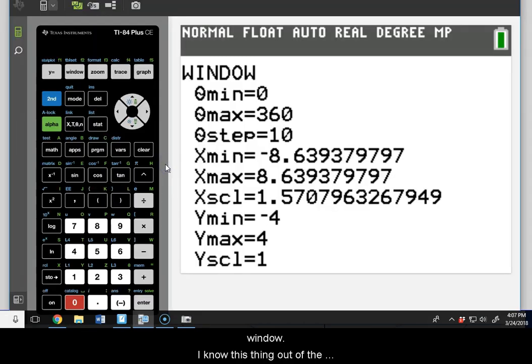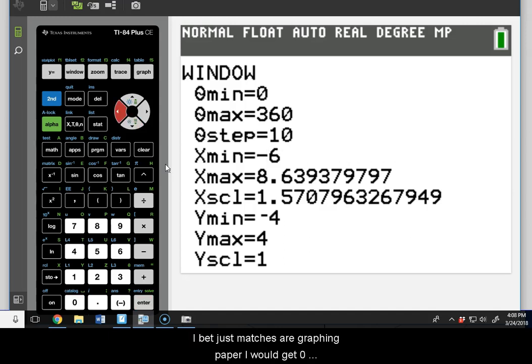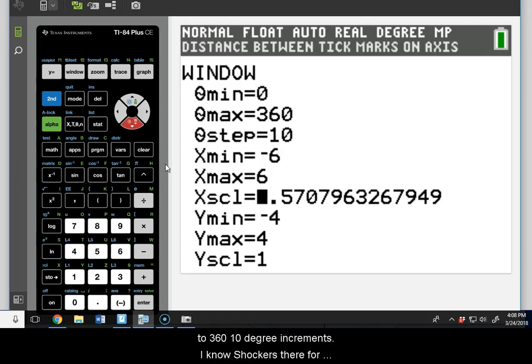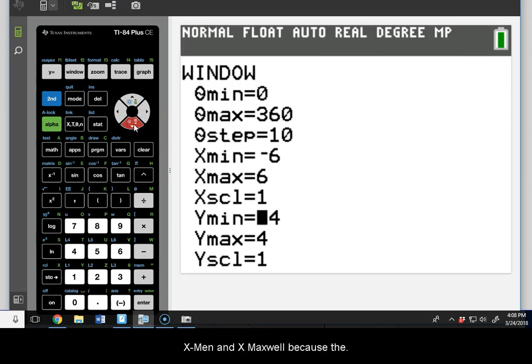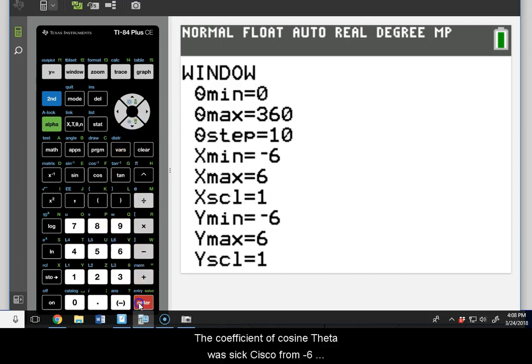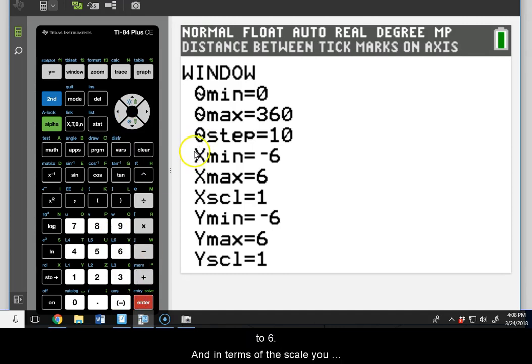So no shockers there. For our x min and x max, because the coefficient of cosine theta was 6, let's go from -6 to 6. And in terms of the scale, you can just leave it at 1. And then we'll do the same for the y min and y max. We'll go from -6 to 6. Scale of 1. All right, now our windows should be all set. This sets up R. So let's grab that screenshot.